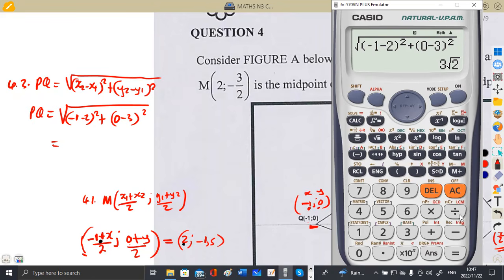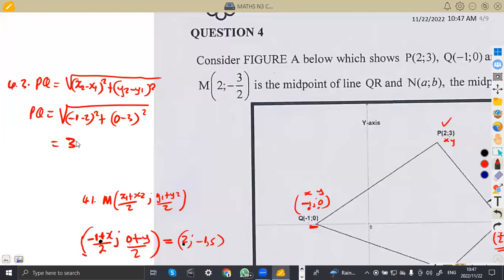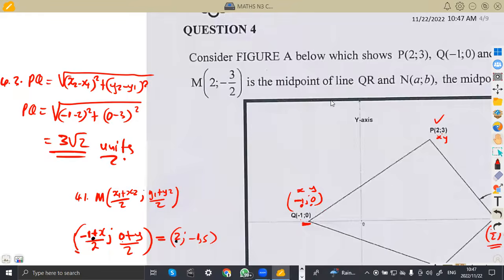All right, so in surd form, your answer is going to be 3 square root of 2. So that is surd form. So this is the length. Remember, length is measured in units. So you can just leave your answer like that in units. Okay, so that was 4.3.